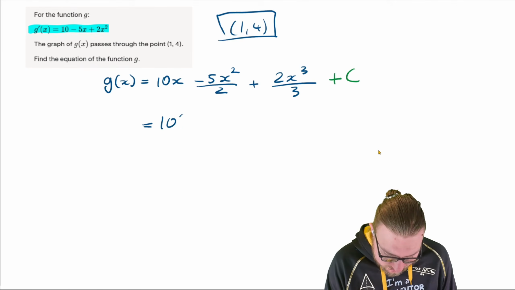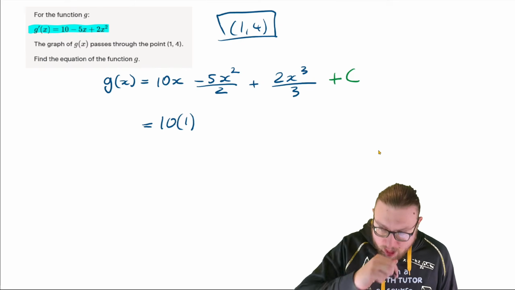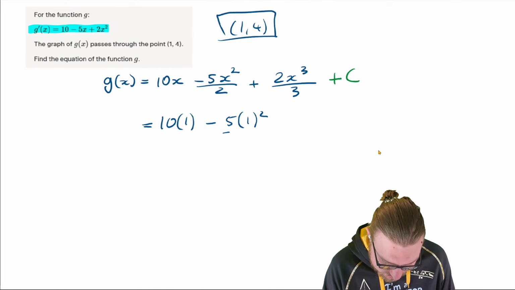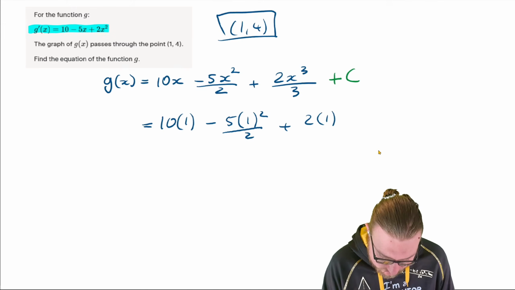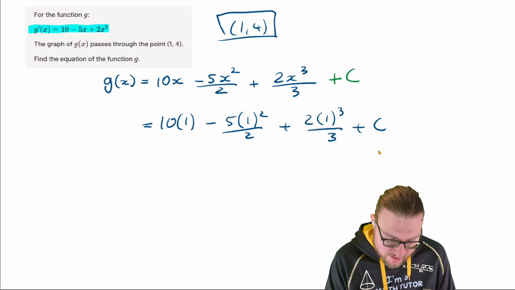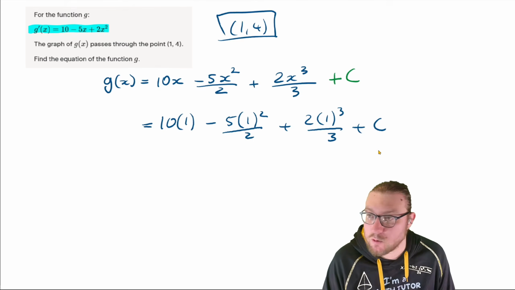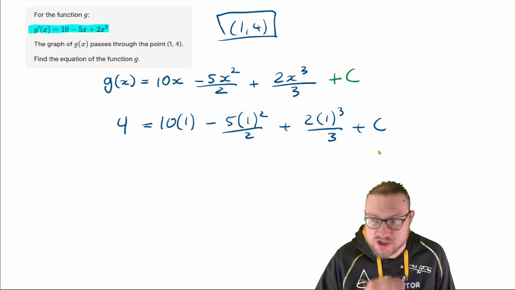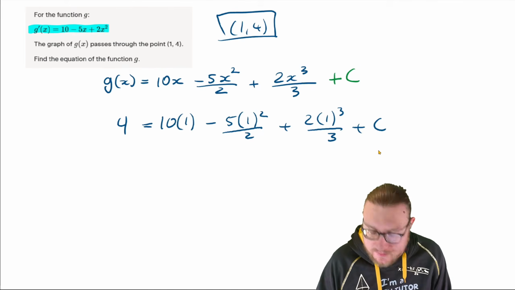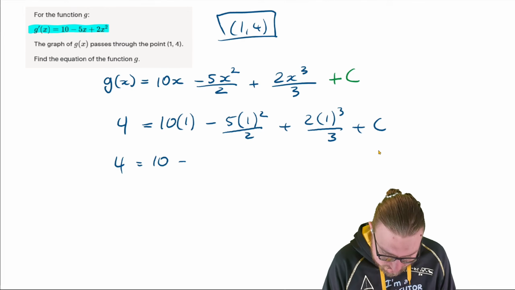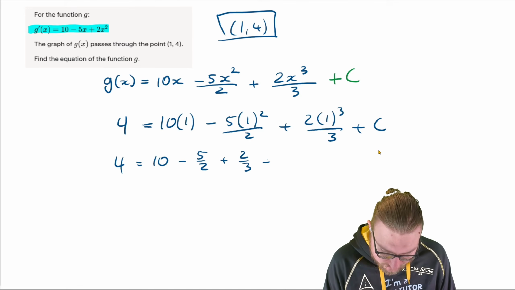Remember, x is the first value. So minus 5 times 1 squared over 2 plus 2 times 1 to the power of 3 over 3 plus c. And what goes over here for g of x? Well, remember, whatever the function value is, that's always our y, so that's going to be 4. And again, guys, don't stress about this one. Just check it in the calculator. I'm going to do the calculation here manually probably, but you can just put that in the calculator. We're going to get 10 minus 5 over 2, and then we're going to get 2 over 3 plus c.